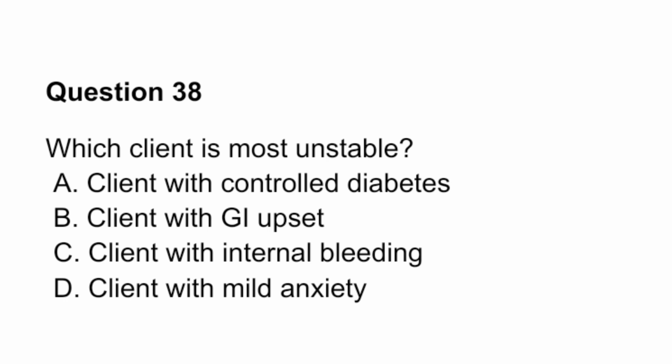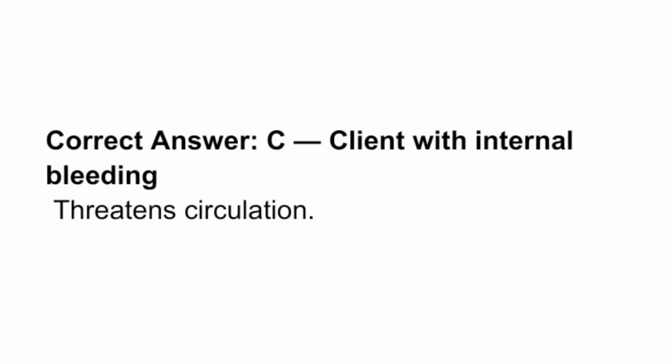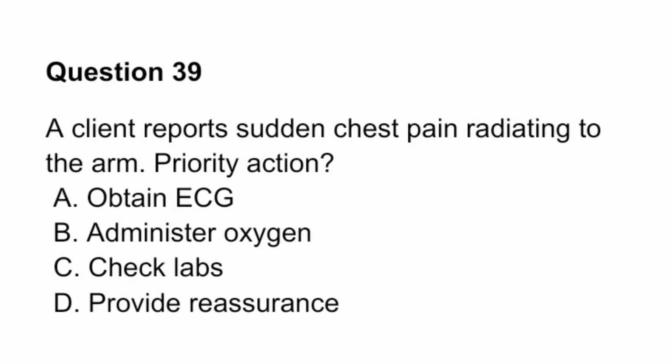Question 38. Which client is most unstable? A. Client with controlled diabetes. B. Client with GI upset. C. Client with internal bleeding. D. Client with mild anxiety. Correct answer is C. Client with internal bleeding. Threatens circulation.